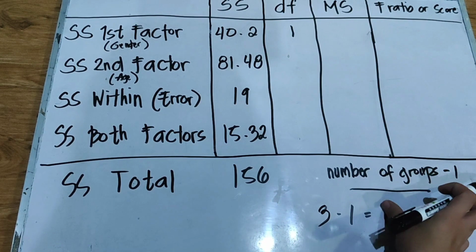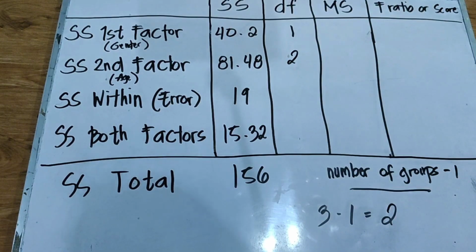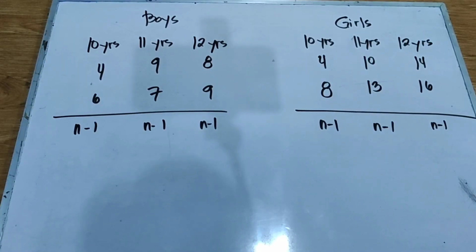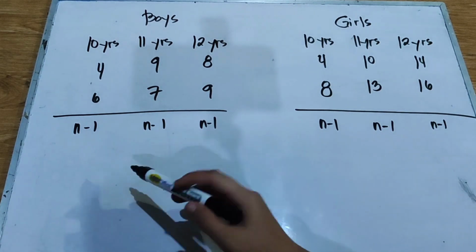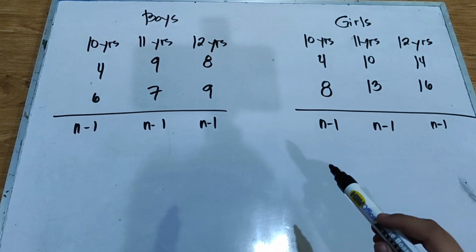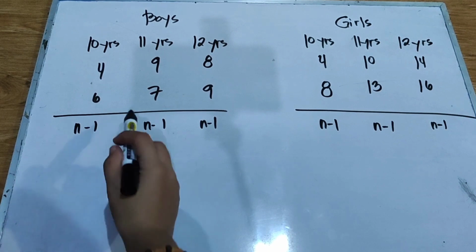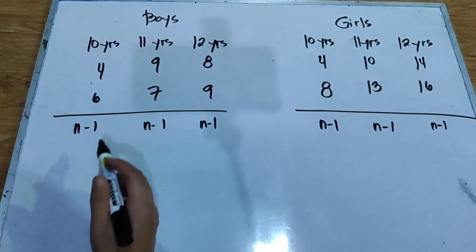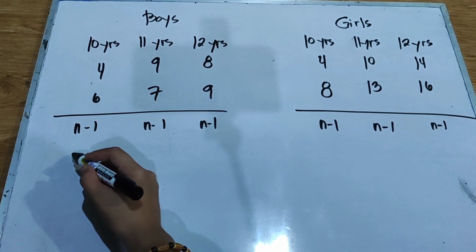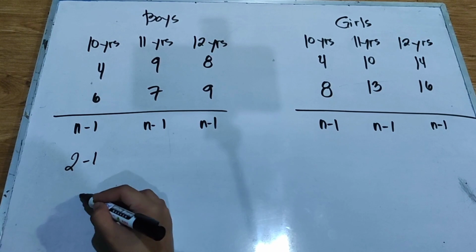So, 3 minus 1 equals 2. So, 2 ato ang DF sa second factor. How to get the degrees of freedom for the sum of squares within or error? We need to use this formula: n minus 1, where n is the number of test scores for each age group, minus 1. Duha man siya ka test scores sa kaning age group, which is 10 years. So, 2 siya kay duha man siya ka test score minus 1 is equals to 1.